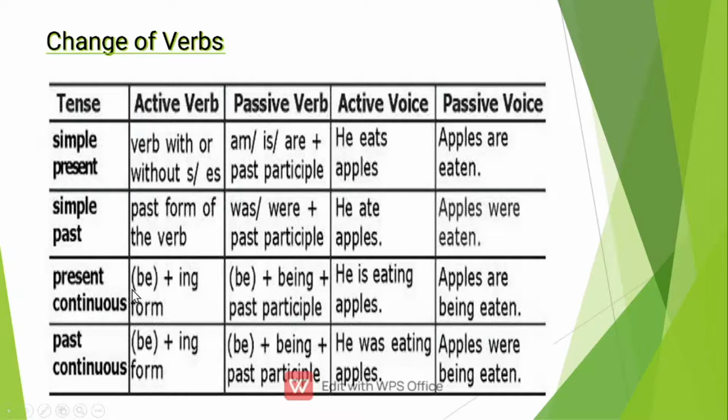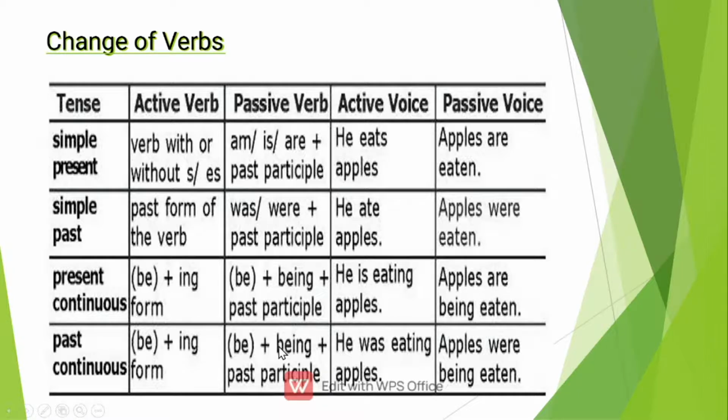Next comes if your sentence in active voice is in present continuous tense. Like he is eating apples. So again the same rule applies. Because it is a present kind of tense, we are going to use is or am or are. Third form of the verb, the addition thing will be being, because it is present continuous, ing form is used. Okay. So apples are being eaten.